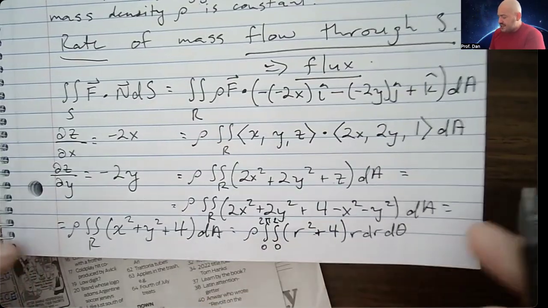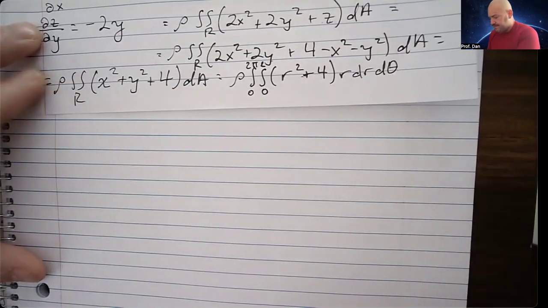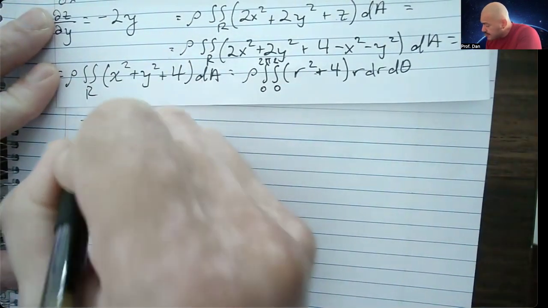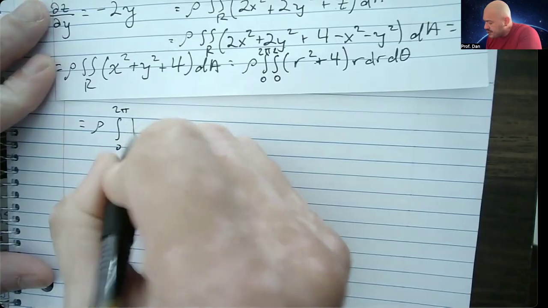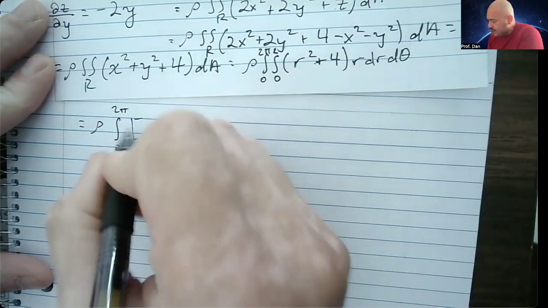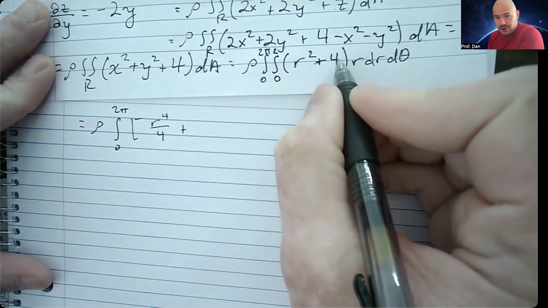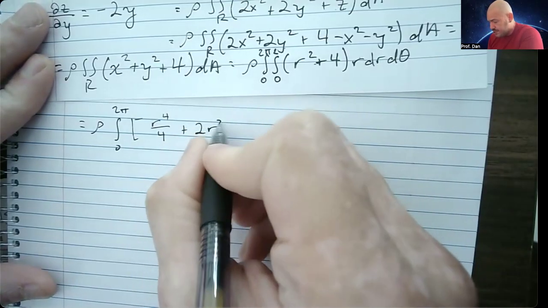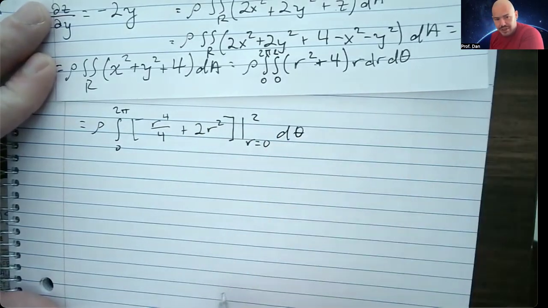From there, we're just taking an integral that is fairly straightforward to evaluate. So we end up with, hope my computer didn't die, rho times the integral from 0 to 2 pi. If I distribute that r, that would be r cubed. Antiderivative would be r to the 4 over 4. Distribute the r, I get 4r. Antiderivative would be 4r squared over 2, which would just be 2r squared. We evaluate from r equals 0 to r equals 2, and then integrate with respect to theta.